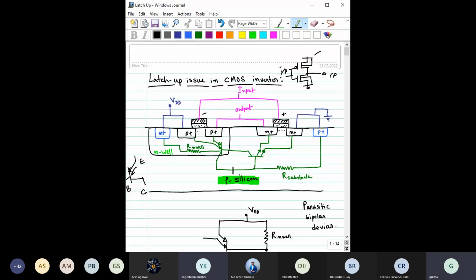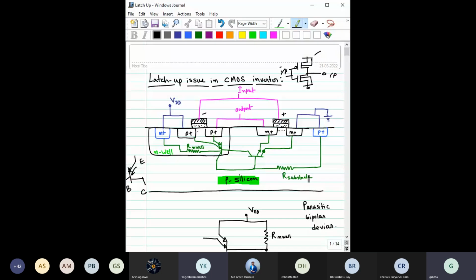Then the hole has to travel up this much path, so obviously it will also face some resistance through this path. This is that resistance, R substrate. Is it clear why there will be an N well resistance, indicated as Rn well, and another resistance, R substrate?